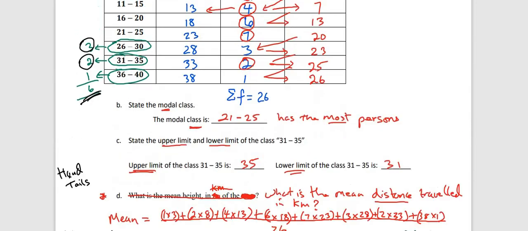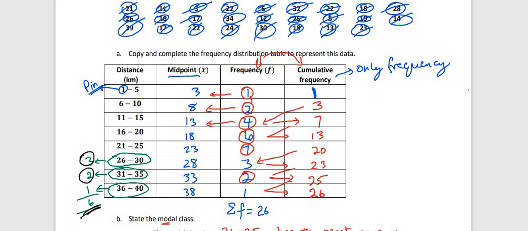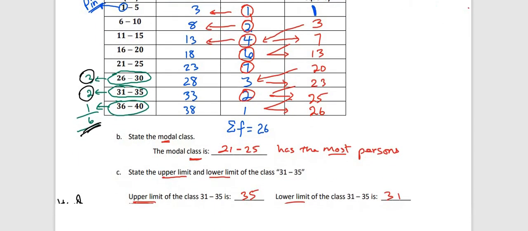For the mean, you just multiply the midpoint by the frequencies, and when you get the total, you divide by the total amount of items that you have. In this case, 26 persons, you divide by 26, and that's it. So you multiply the frequency by the midpoint, frequency times midpoint, frequency times midpoint, and then you find the total and divide by 26.